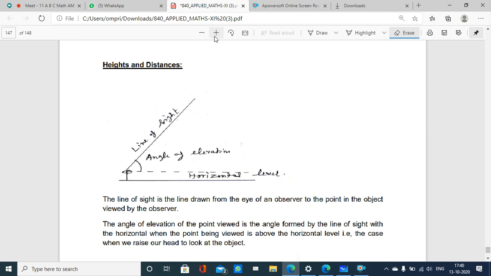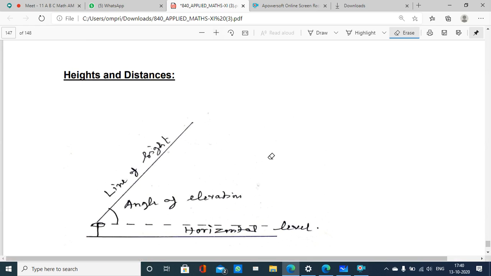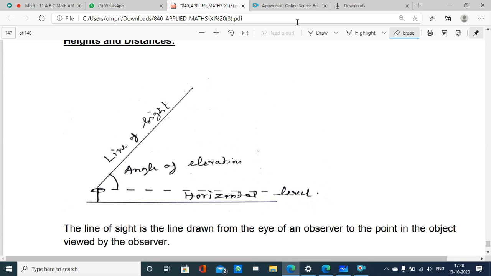Now you have to draw this diagram in your notebook. In your class note you have to draw this diagram. Now let's try to understand this diagram first. Let's just say there is an object here. Something is here. Object is here. And this is you.